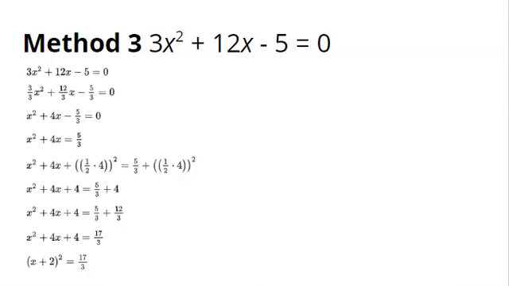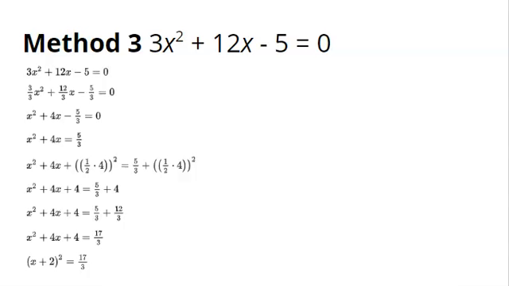You could add your constant to the other side of the equation first, and then divide everything by the a value. Either way is totally fine. I just find that choosing to wait to move the constant over to its own side of the equation helps me remember to divide all the terms by the a value. And so then I just simplified, right? 3 divided by 3, x squared is just x squared. 12 divided by 3, x is 4x. And then minus 5/3 is still minus 5/3.